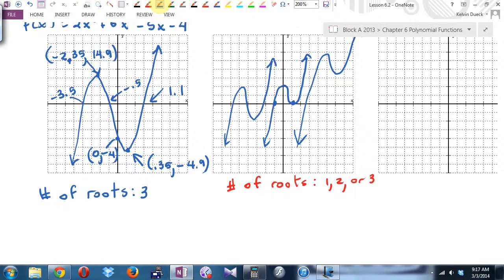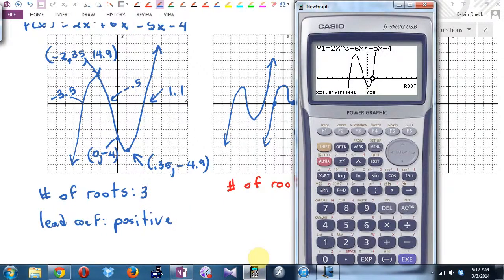What else can I tell you about a cubic function? Well, if I look at the leading coefficient, I'm really not that interested in the number. What I do notice is that it's positive. Look up. There's a positive leading coefficient right here.